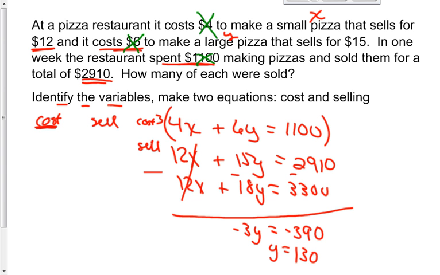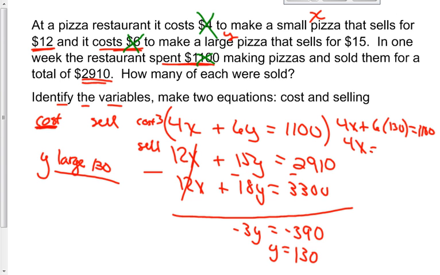Now remember, when you're dealing with a word problem, you need to talk about what these answers represent. So my y term represents large pizzas. So I'm going to sell 130 large pizzas. And then I can go back in, pick either equation you want. I typically pick the ones that are smaller, but you can use whichever one you want. 4x plus 6 times 130 equals 1,100. Multiply 6 times 130, subtract that to the other side. 4x equals 320, and x equals 80. So we're going to make 80 small pizzas.